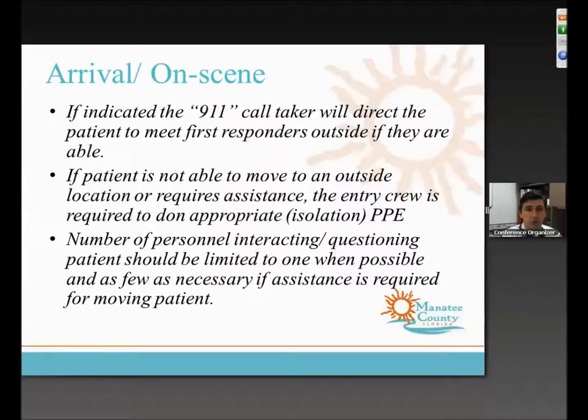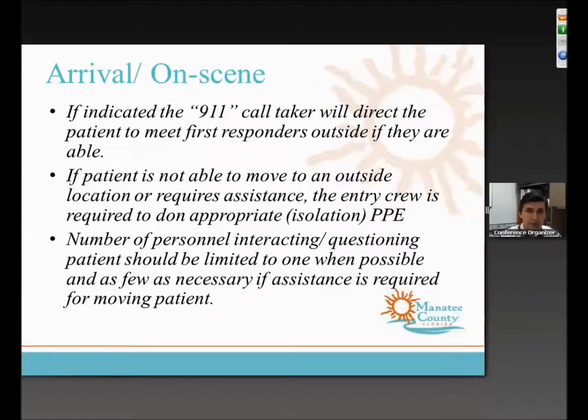So what happens if you have been given the information that you're responding to a PUI? If indicated by the 911 call taker, the 911 call taker will direct the patient to first meet us outside if they are able to ambulate. If the patient is not able to ambulate to get outside of the residence or location that they are at, there may be an entry crew required to don appropriate complete isolation before even entering to talk to the patient. And we'll talk more about that.